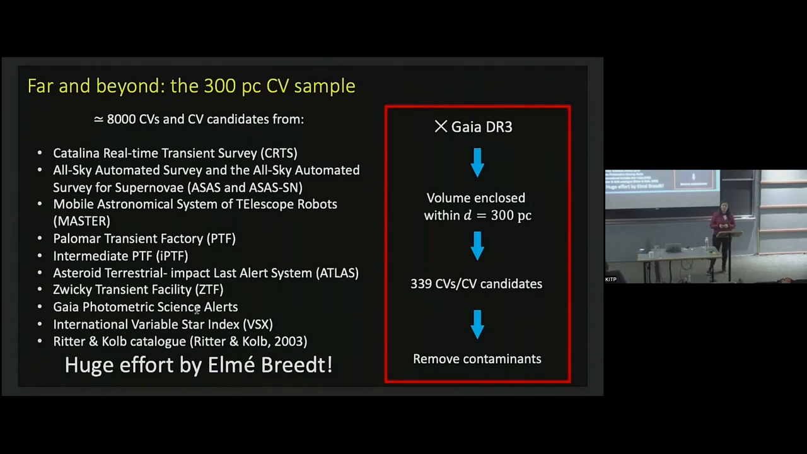Okay, so what we did instead is to use this catalog built by Elme Breedt over the years. She has been doing an amazing job keeping track of all CVs and CV candidates that are discovered by transient surveys and spectroscopic surveys. And I think on average there are 4 new CVs that are discovered per week. And she has been keeping track of all these objects. So we cross-matched that with Gaia, selected everything within 300 parsec, and we are left with 339 between CVs and CV candidates. And since there are candidates in this sample, we need to have a look at those and try to understand if they are genuine CVs or not.